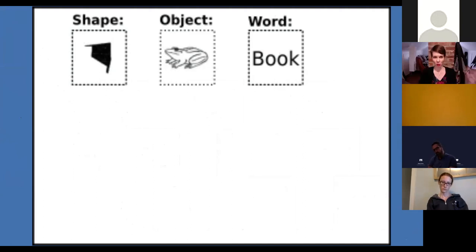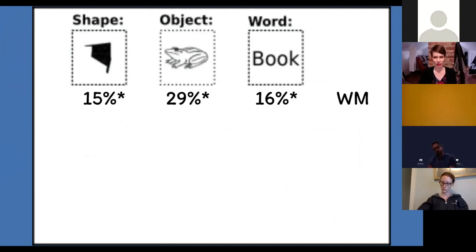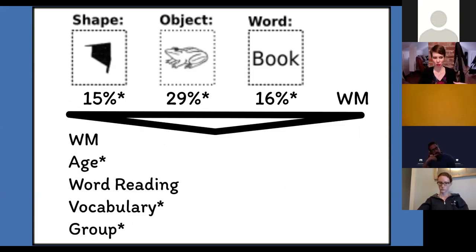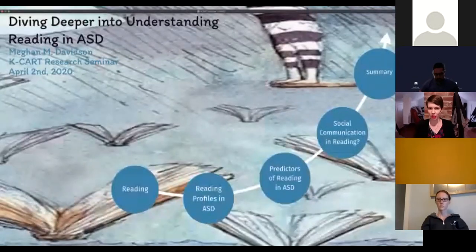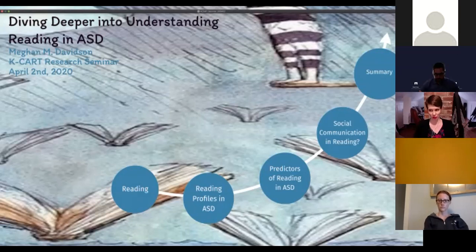So looking at working memory performance across these 3 tasks, when that was solely entered into the model, it did account for a significant amount of variability in reading comprehension for children with autism and their typically developing peers. However, when we added additional predictors, including chronological age, word reading abilities, vocabulary, and group membership, then working memory no longer predicted reading comprehension. And so one area that I began to explore is the role of social communication.